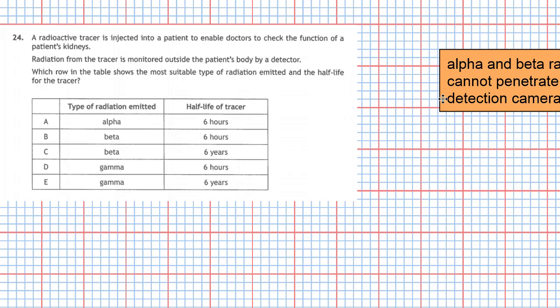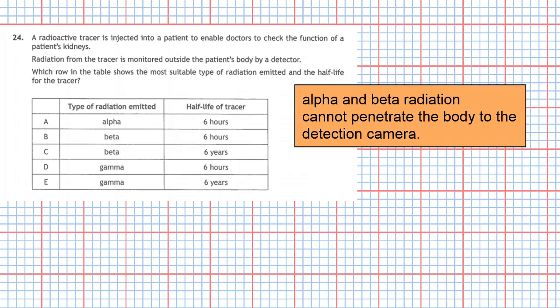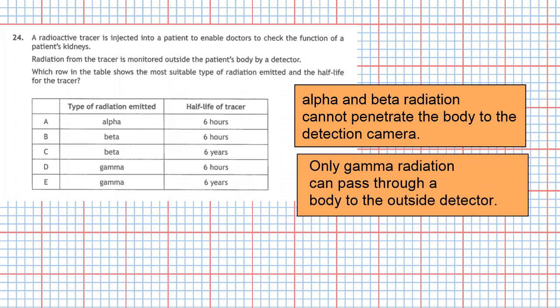Well, key fact number 1 then. Alpha and beta radiation cannot penetrate the body to the detection camera. So you can't use alpha and you can't use beta radiation. Only gamma radiation can pass through a body to the outside detector. So you're looking for gamma radiation. So that's going to be either this response here, D, or response E.